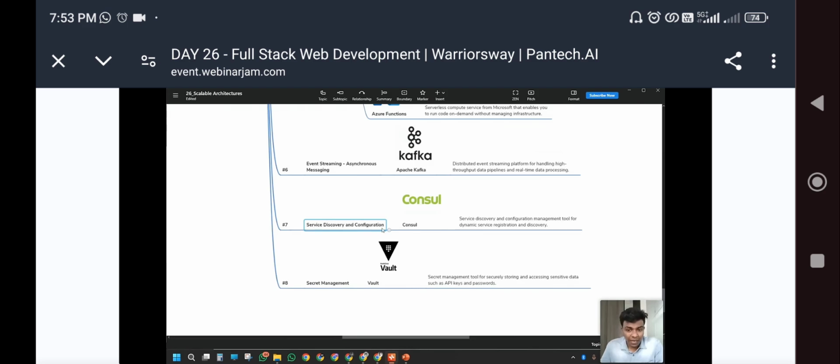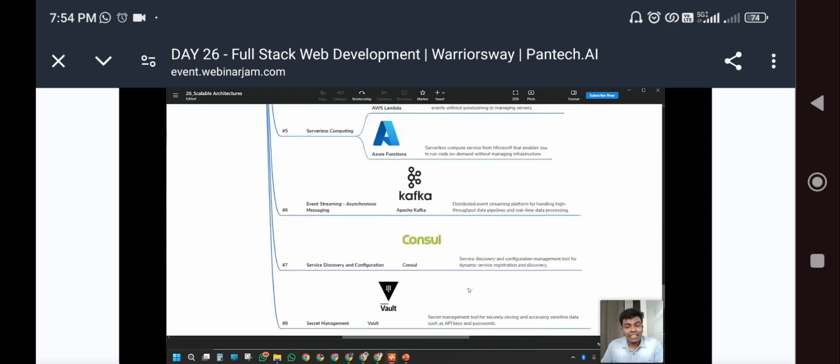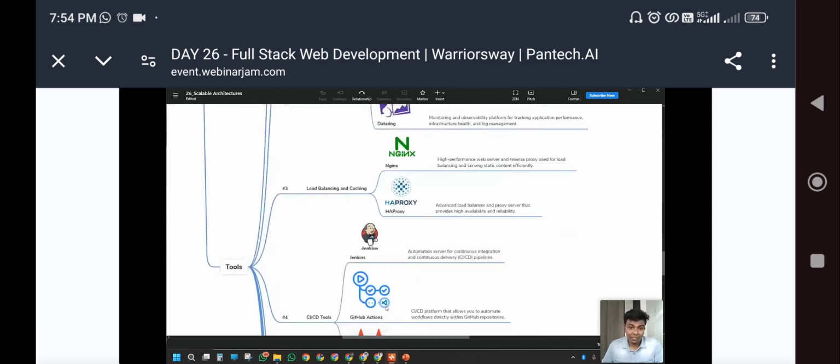And service discovery and configuration. If you really want a configuration management tool and dynamic service registration, because now we have only a few services like add to cart or something. What if, based on user interaction, some new services need to be added to the existing architecture? That can be done with the help of Consul. And another very popular secret management platform is Vault. Okay, a secret management tool for securely storing and accessing sensitive data such as API keys and passwords. So this Vault has been majorly used.